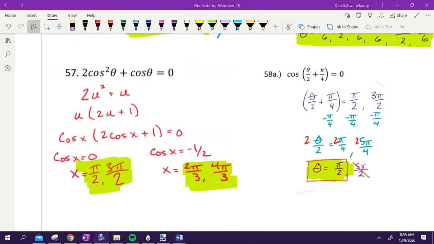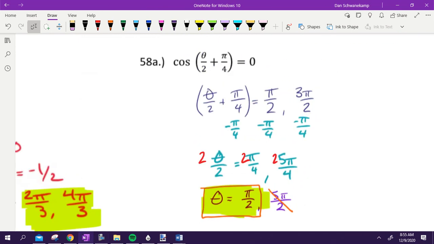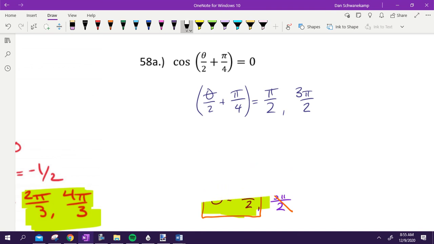Yep, 58. On 58, we did inverse cosine. So I'm looking everywhere that cosine is 0. Cosine of 0 is up at the top at pi over 2 and down at the bottom at 3 pi over 2. Then I want to subtract the pi over 4.